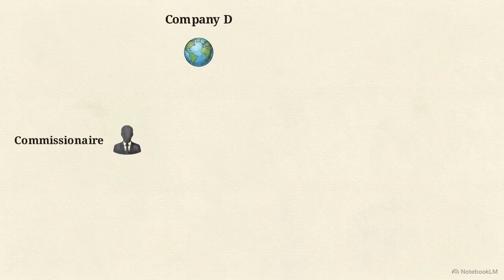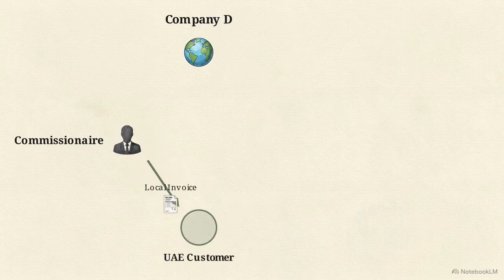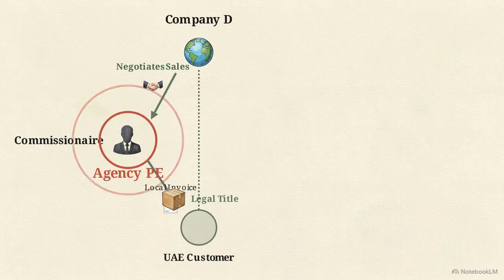Take the case of Company D, an international clothing manufacturer operating through a commissionaire arrangement. A UAE agent sells Company D's goods to local customers in their own name, issuing local invoices. Company D retains legal title to the products until they reach the customer. Because the agent acts as a representative negotiating sales, their activity creates an agency PE.